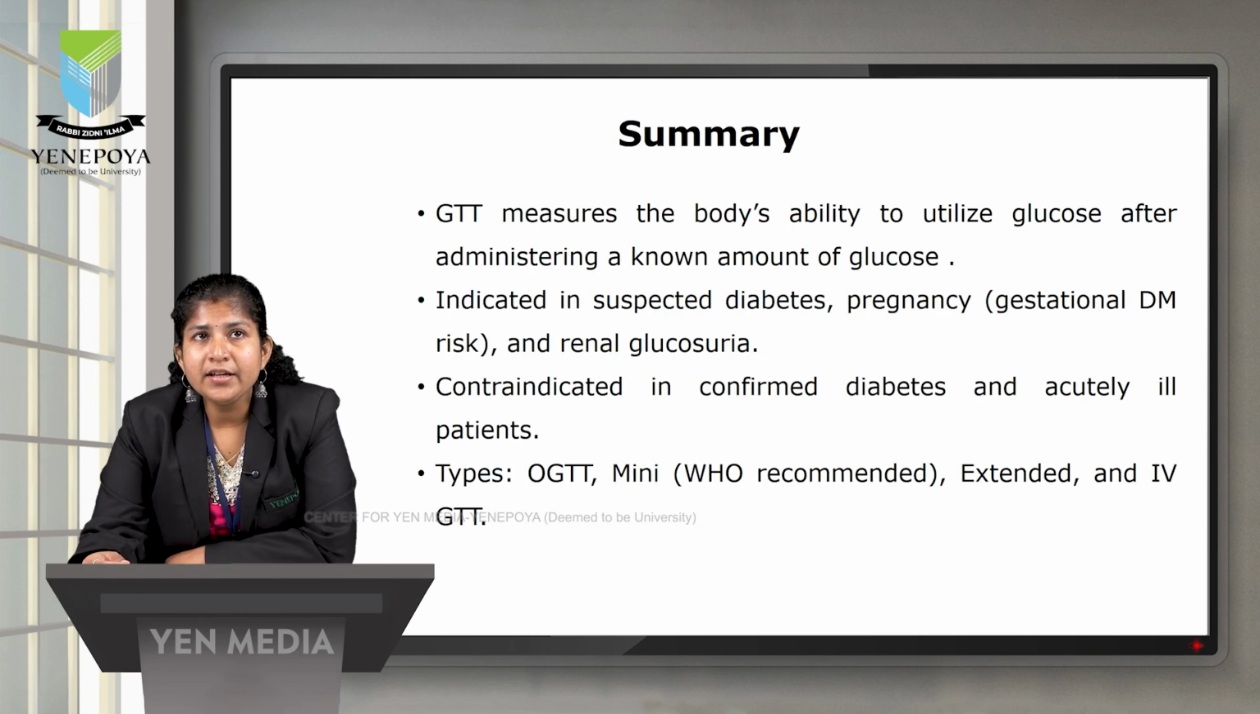Next, we will see the summary. Glucose tolerance test measures the ability of the body to utilize glucose after administration of a known amount of glucose. Indications: it is done in suspected diabetic patients and pregnant women who are at risk of getting gestational diabetes, and renal glucosuria. Contraindications: it should not be done in a confirmed diabetic patient and a patient who is acutely ill. Types: oral glucose tolerance test, mini GTT, extended GTT and IV GTT.